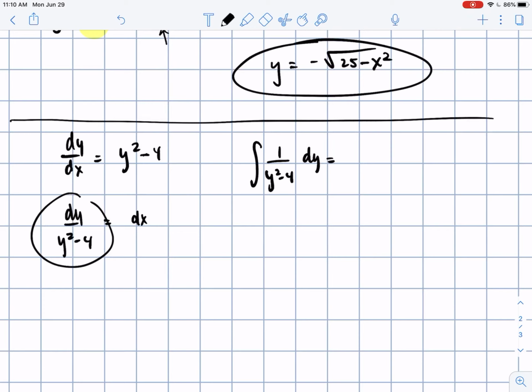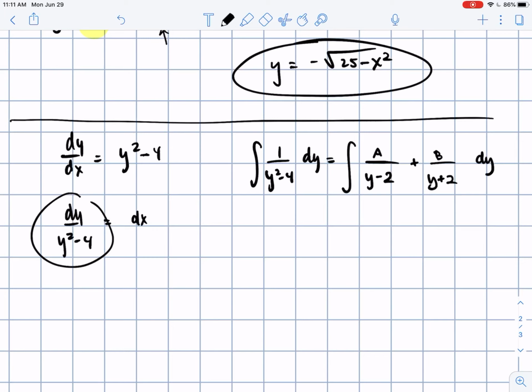Now I know that I could factor the denominator and break this up into two different fractions. So this is called partial fractions. If I break it up like this, it doesn't matter the order that you put it in. I just picked y minus 2 first. My goal is to figure out, well, what is A and B?